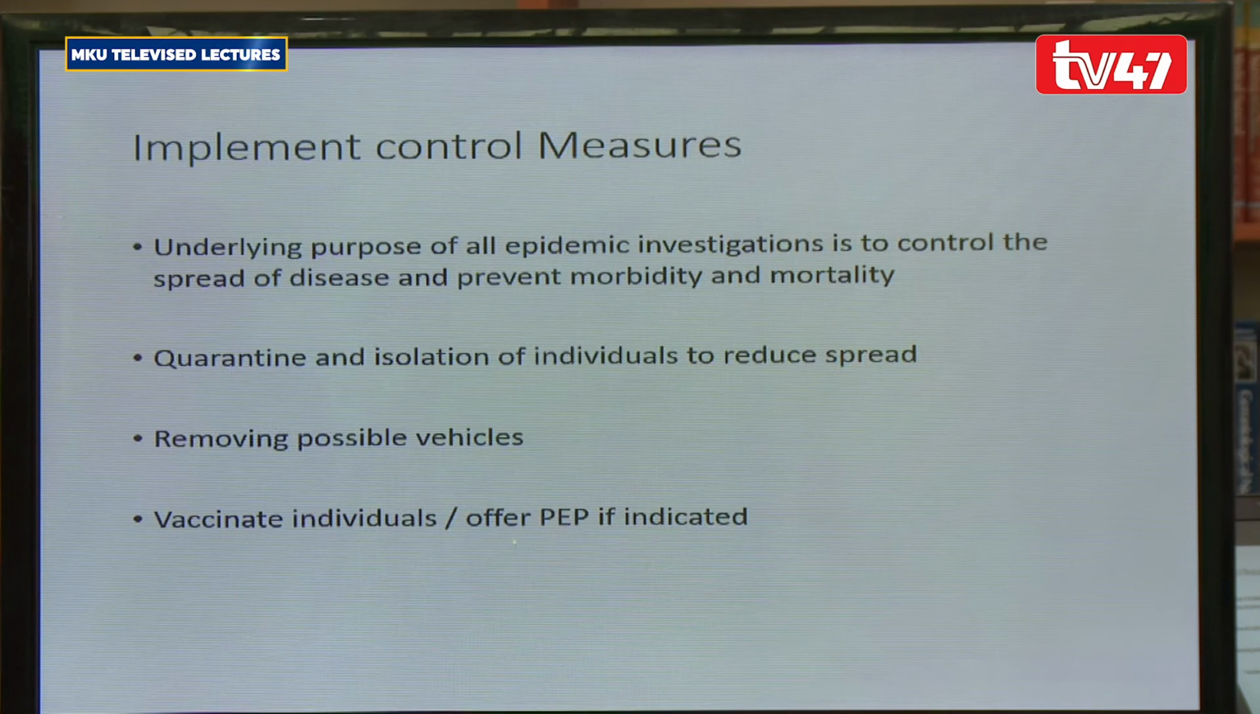So the underlying purpose of all epidemic investigation is to control the spread of the disease. I think by now that should have sunk in, to prevent morbidity, that is the number of cases, and to prevent mortality, that is the deaths. So quarantine, isolation of individuals to reduce spread, removing possible vehicles, and vehicles in this case include, if it's something like food or water that could be spreading the disease, and where possible, you can do vaccination.